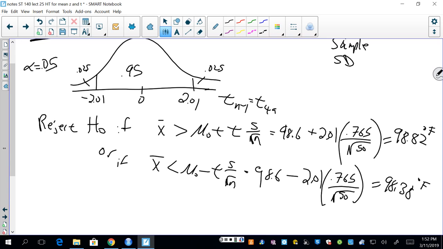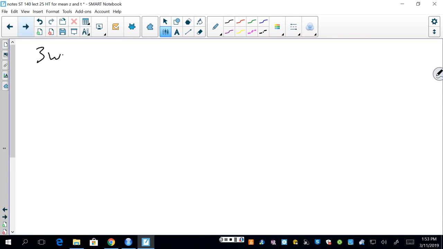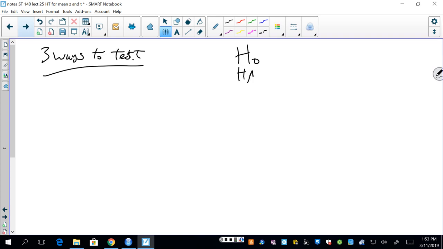Any questions about it? So one way of doing this test, there's really three ways of doing the test. One way is to calculate what you reject. Three ways to test it. In all the ways, you're going to do the same thing. You're going to set up a null hypothesis. You're going to set up an alternate.